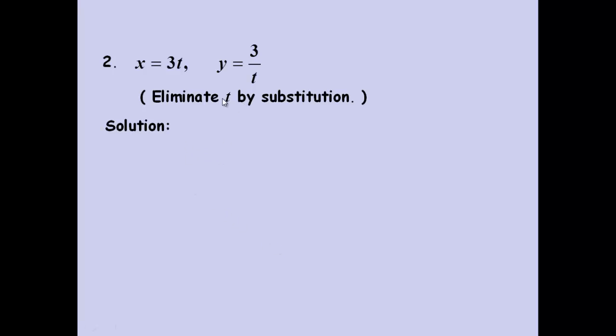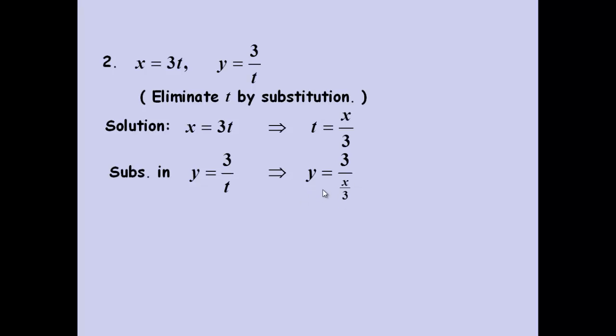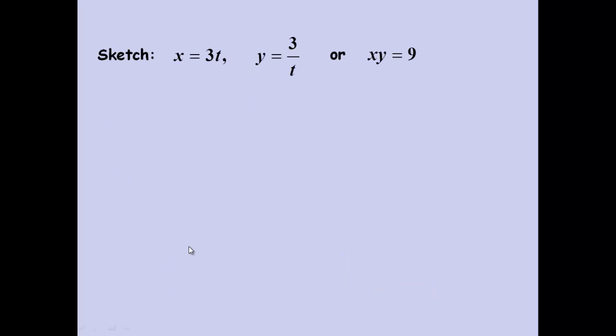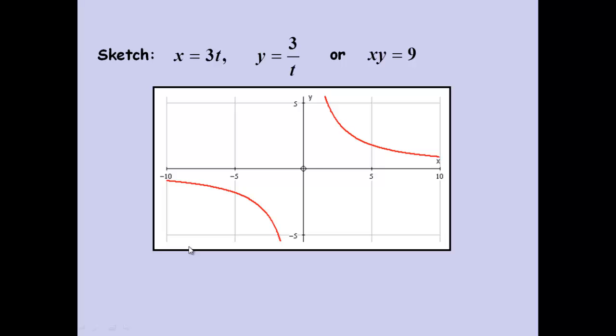So eliminating t by substitution, if x is 3t, then t is x over 3. So if we replace this t here with x over 3, we've now got an equation in terms of y and x. Tidy it up a bit, and we get y equals 9 over x, or xy equals 9. This is a rectangular hyperbola, which looks like that. And you can see there why it's called rectangular, because the asymptotes are horizontal and vertical perpendicular lines.